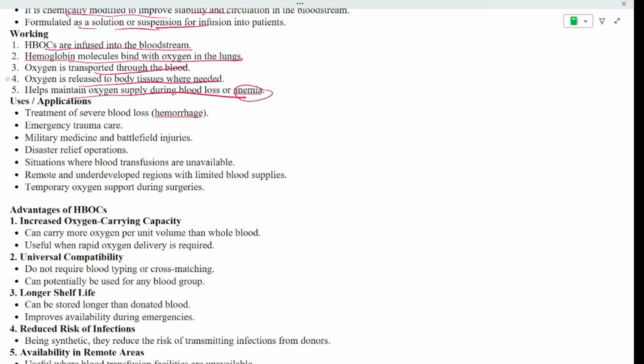Next, its uses or applications are treatment of severe blood loss, emergency trauma care, military medicine or battlefield injuries, disaster relief operations, situations where blood transfusions are unavailable, like when blood is not available, remote and underdeveloped regions with limited blood supplies, and temporary oxygen support during surgeries also. That is HBOC.